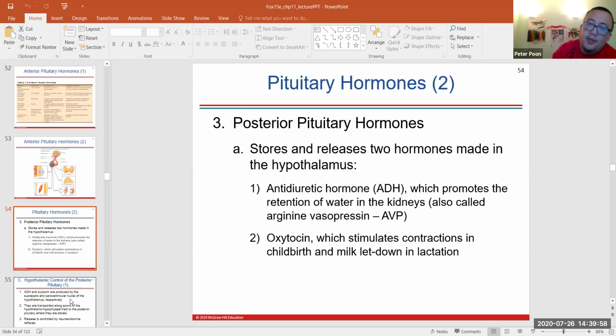There's another effect to oxytocin. It causes bonding. It is known as the love hormone. It causes usually the mother to attach to the child.